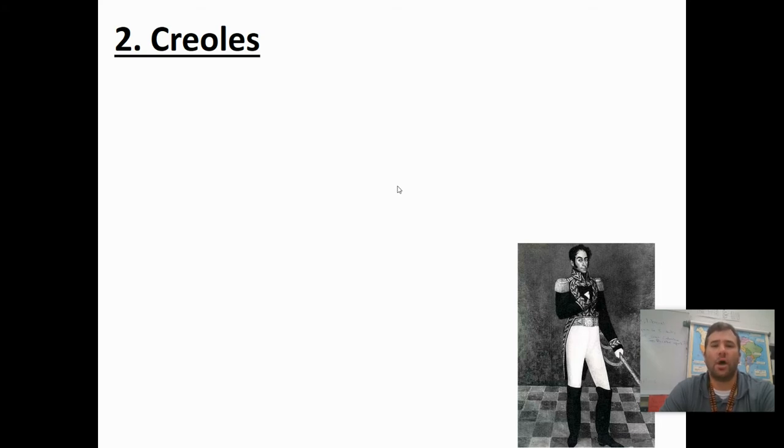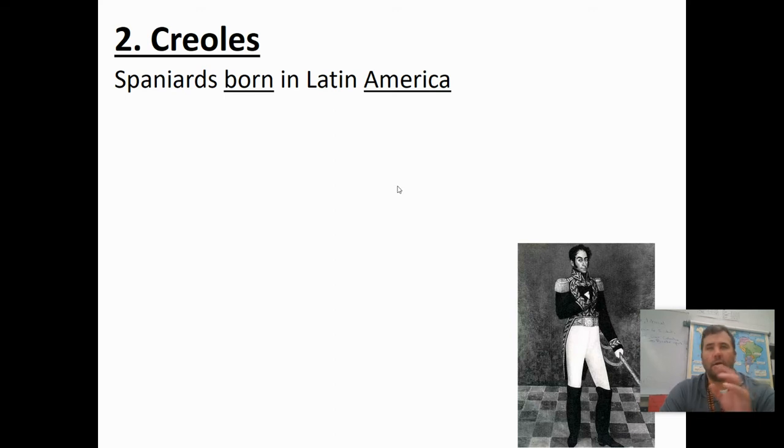The Creoles are second on the list because they were born somewhere else. They were born in Latin America. They were not born back in Spain. Maybe their parents were, or grandparents, but they were born on this side of the world, in this hemisphere.